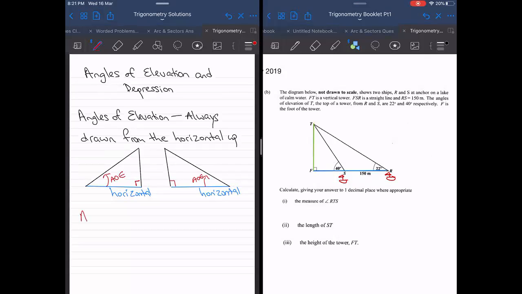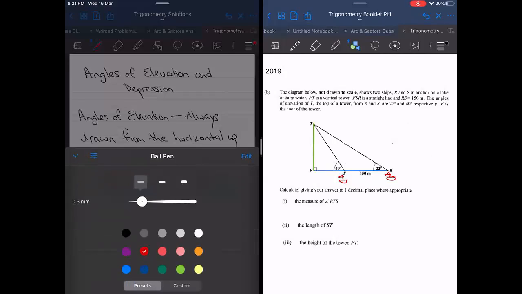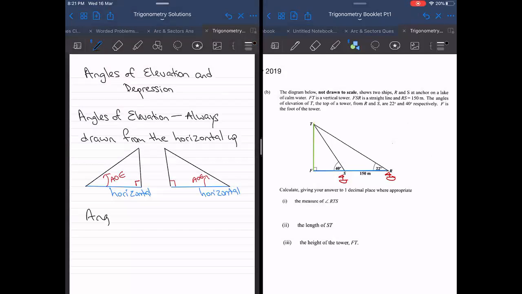Similarly, the angles of depression are always drawn from the horizontal down. So think elevation, that sounds happy, that sounds like we're going up. Depression, that sounds sad, that sounds bad, we're going down. So you can use that to kind of guide you.